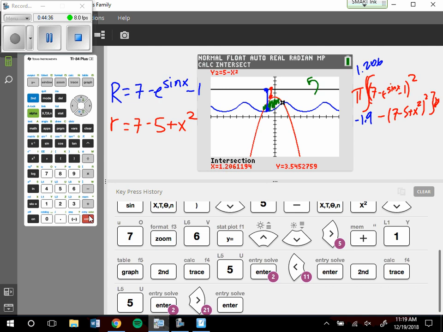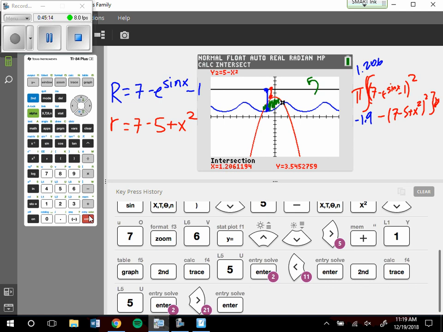Calculator says, uh-oh, I got a negative. Did you square both of them? Yeah. Can I see yours? Maybe I did the wrong one. Oh, you forgot pi, first of all. And then your y1, you forgot the 7 minus. Oh, that makes sense.